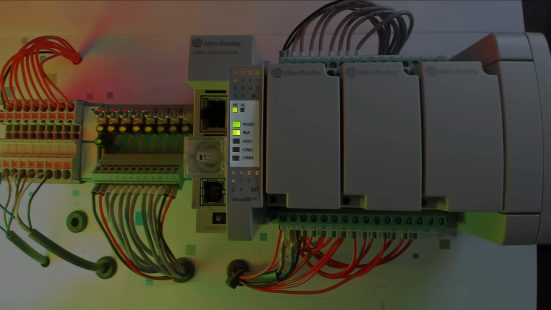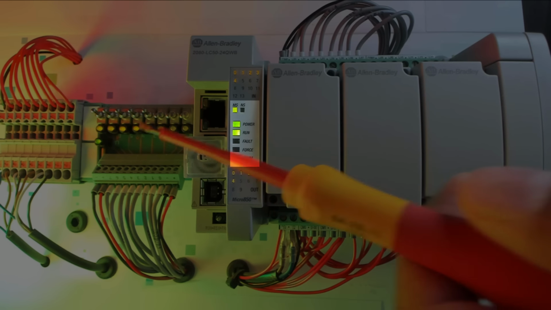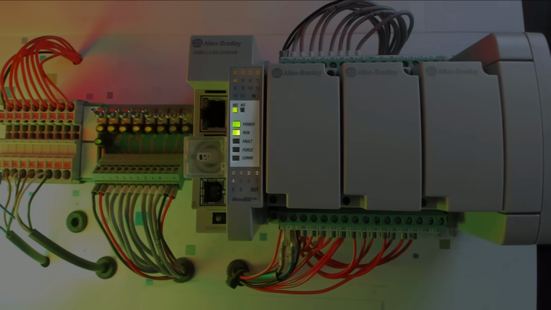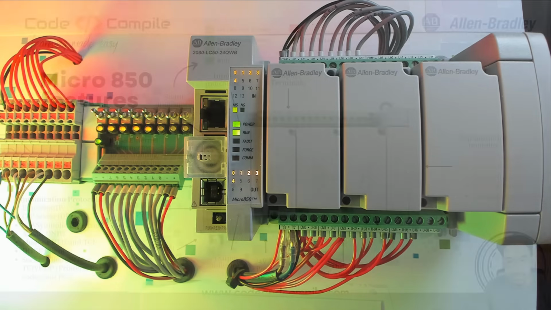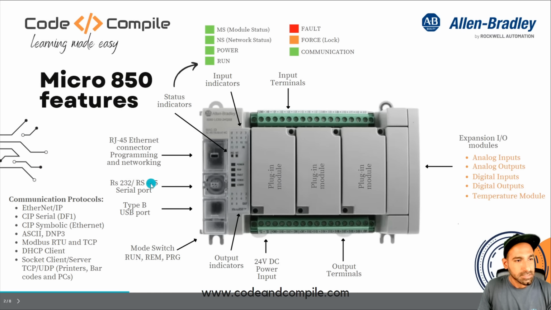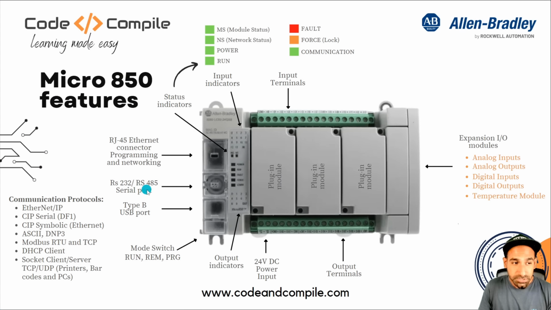indication. So fault, you will understand, is if the PLC has a fault, it will show you a red light here. And force means if you forcefully turn on the input, not from these physical inputs but from the software itself, then it will show you the force indicator. Communication will tell you if the PLC is communicating via this RS-232 communication port.